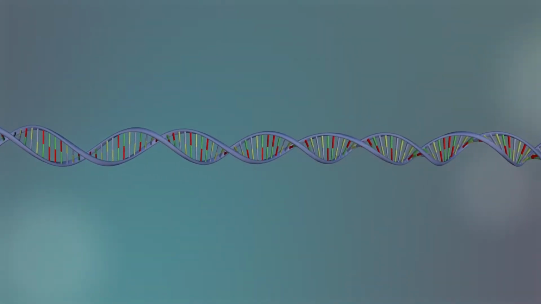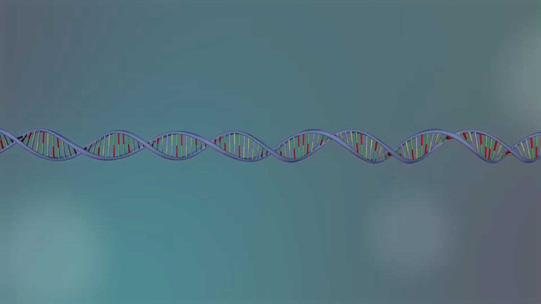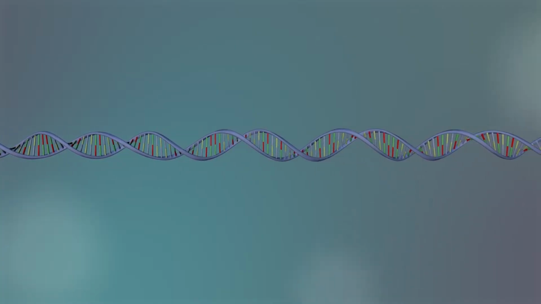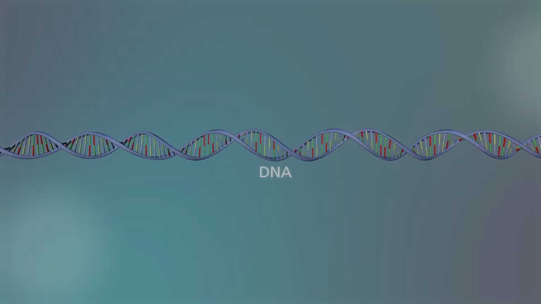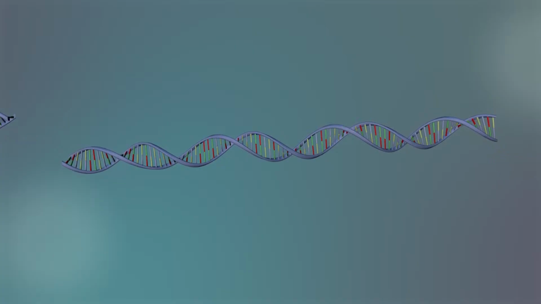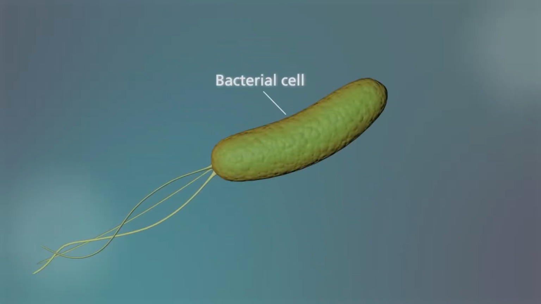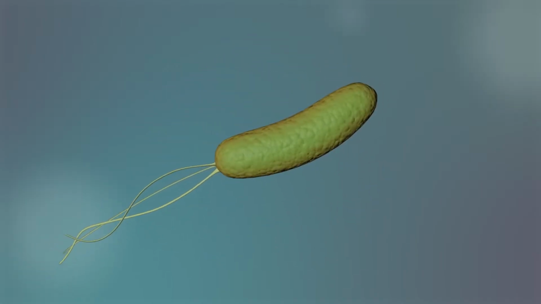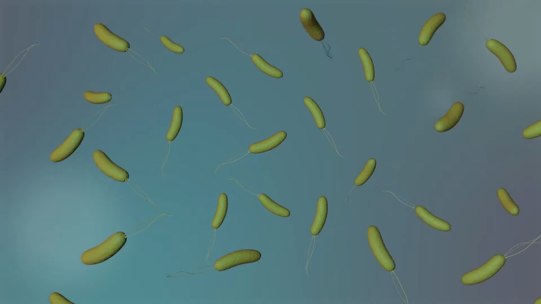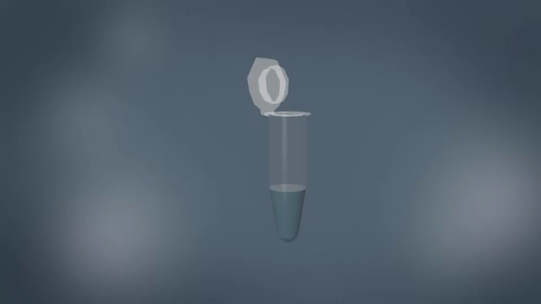DNA sequencing is the process of working out the order of the building blocks, or bases, in a strand of DNA. Before we can sequence the DNA, it has to be cut up into smaller pieces that are inserted into plasmid DNA and then put into bacterial cells. This makes it possible to produce lots and lots of copies of it as the bacterial cells multiply. The DNA is then isolated from the bacteria and sent for sequencing.